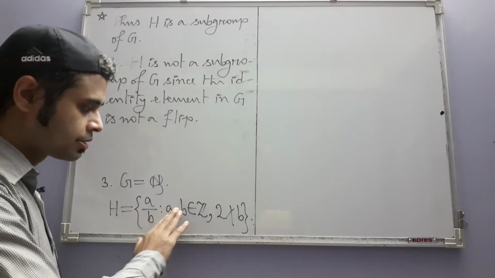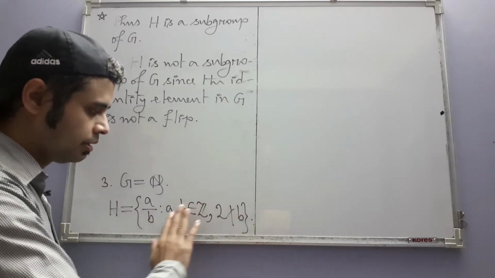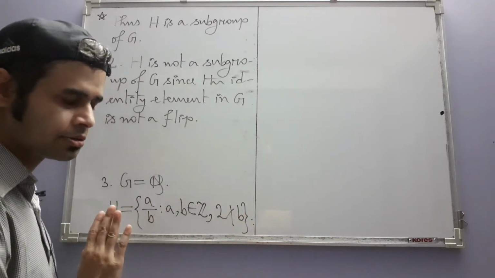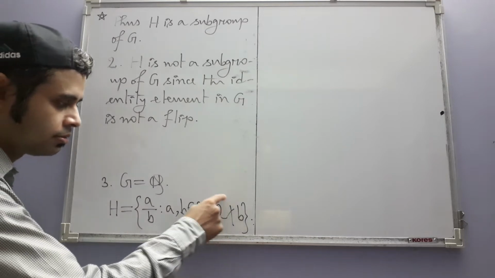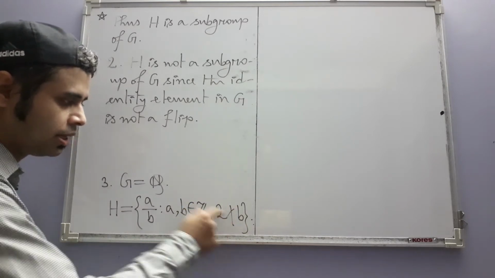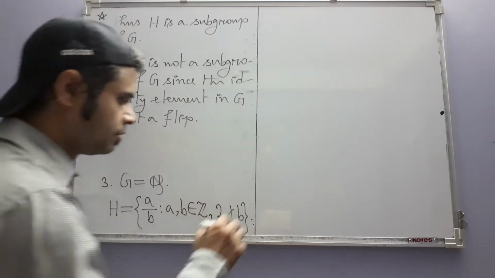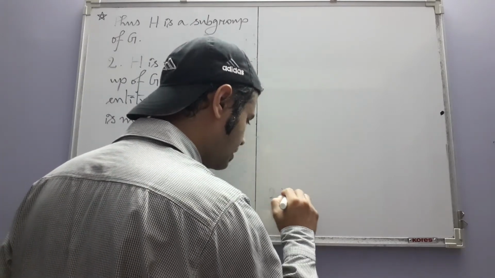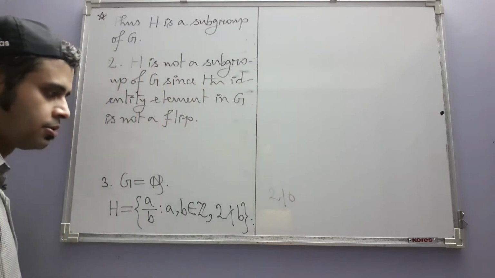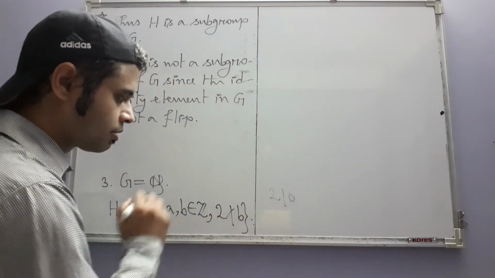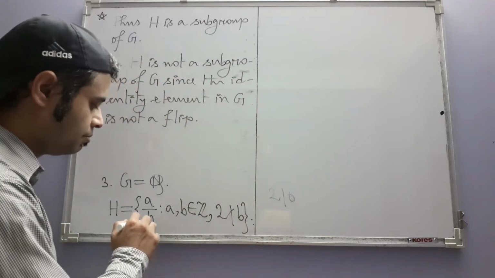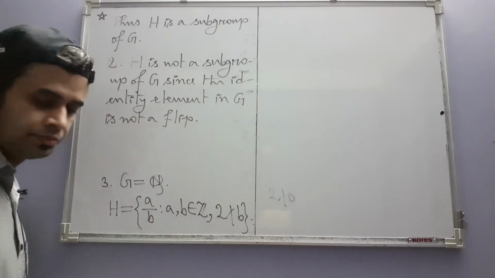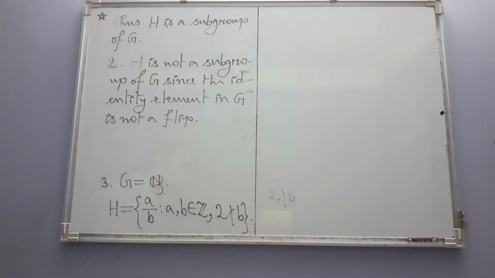Although that is not explicitly mentioned here in these conditions, in fact B actually is non-zero due to the presence of this condition that 2 does not divide B, because 2 divides 0. So this condition that 2 does not divide B ensures that B cannot be 0. That is not the problem. So B is non-zero, but the problem is this.